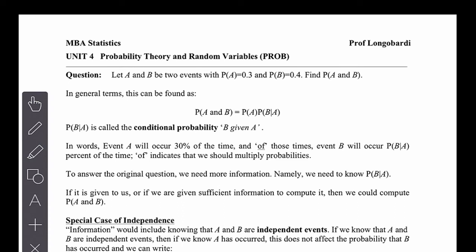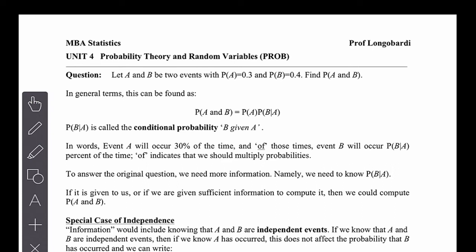So let A and B be 2 events, with probabilities of A being 30% and B being 40%, and I ask you to find A and B, so that the probability of them both happening at the same time. Now, I haven't used an example here. It would be helpful to understand how they intersect in order to find the probabilities without any additional information.